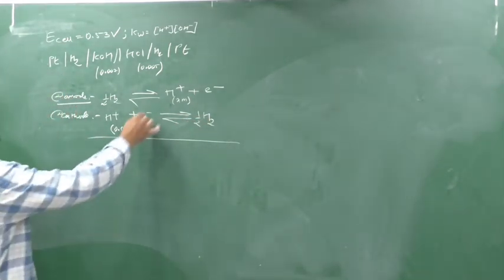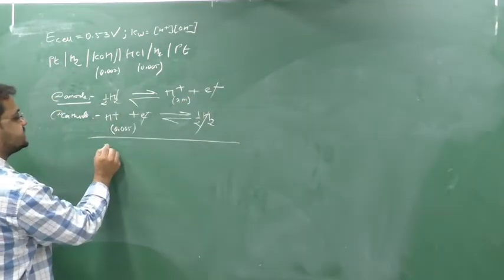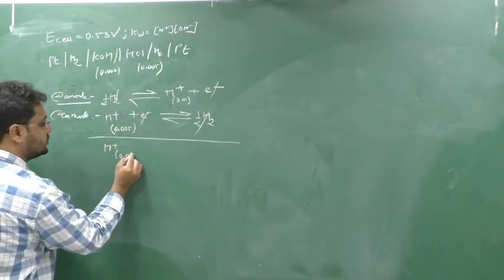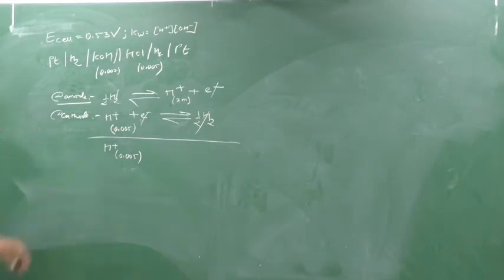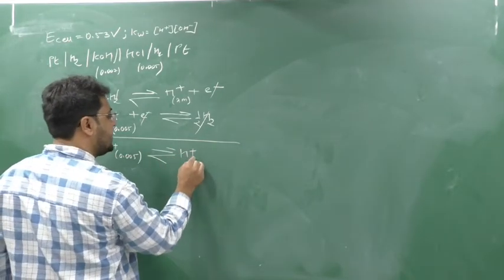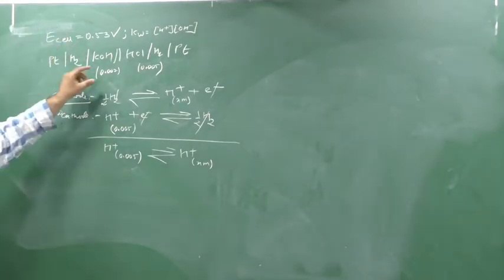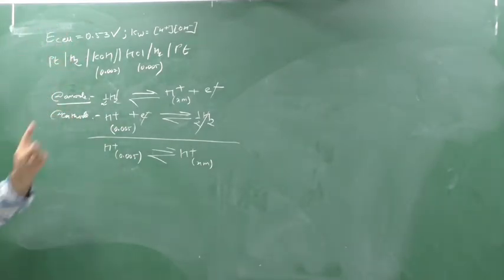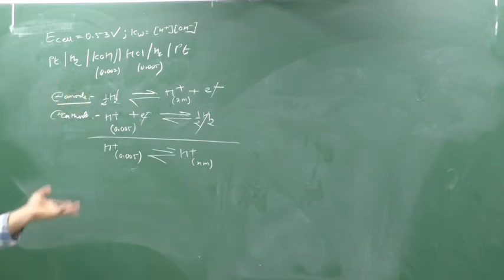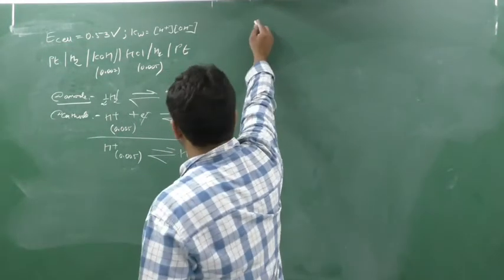Clear? This will cancel, this will also cancel. So H plus is 0.005 at the cathode, and H plus is X molar at the anode, because the concentration of H plus at the anode has not been given; instead they have given the OH minus concentration. Now I will write down the Nernst equation for this.